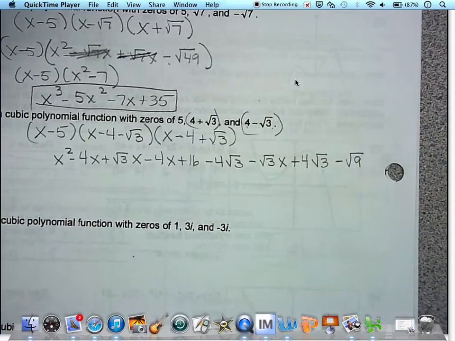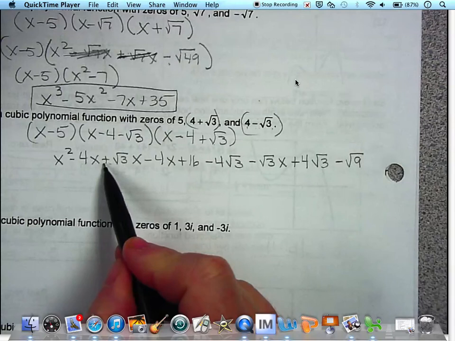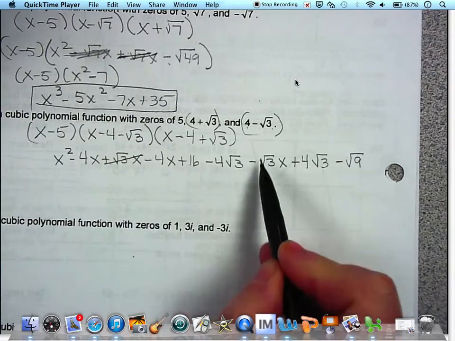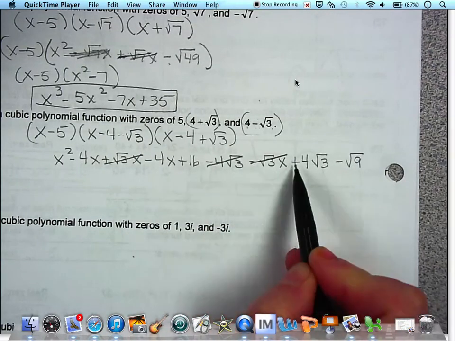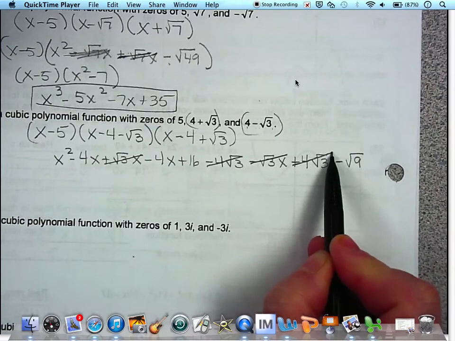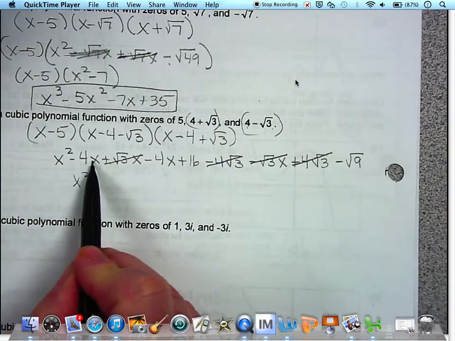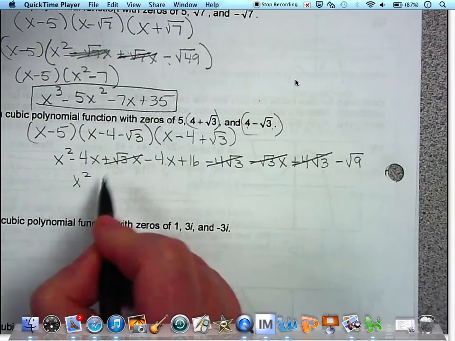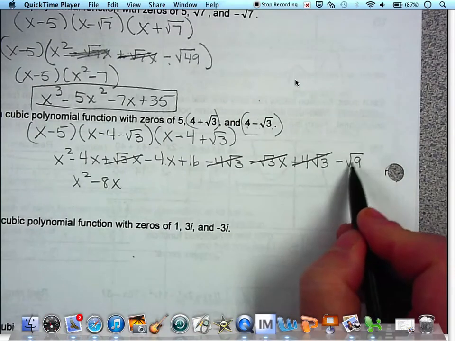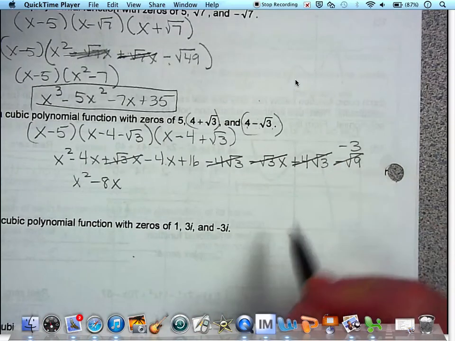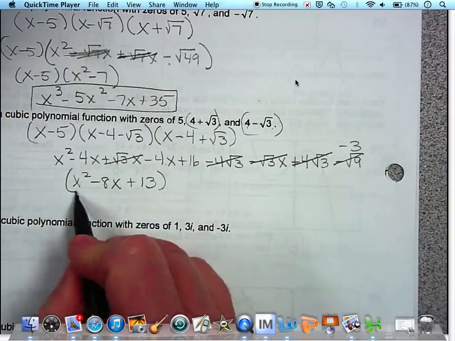A lot of things cancel, but not everything. The positive square root of 3x cancels out with the negative square root of 3x, and the negative 4 square root of 3 cancels with the positive 4 square root of 3. But then we have x squared. Negative 4x and minus 4x is negative 8x. And this negative square root of 9 is really 3. Plus 13, minus 3, plus 16.